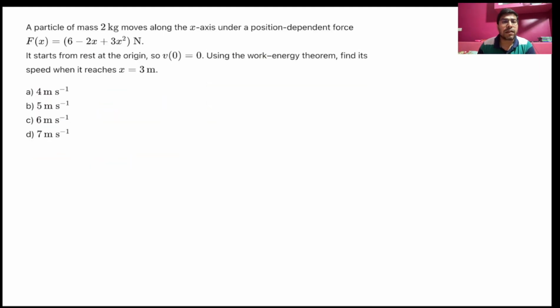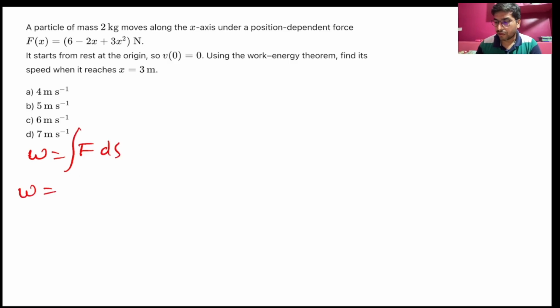Okay, now let's solve one question based on this. Here it is given that a particle of mass 2 kg is moving along the x-axis under a position dependent force, where force is given in terms of x as 6 minus 2x plus 3x square, and the initial condition is given: at origin velocity is 0. So we have to find the velocity at 3 meter, right? So again we can write work done is equal to what? Integral of force into ds, and obviously we have to integrate it.